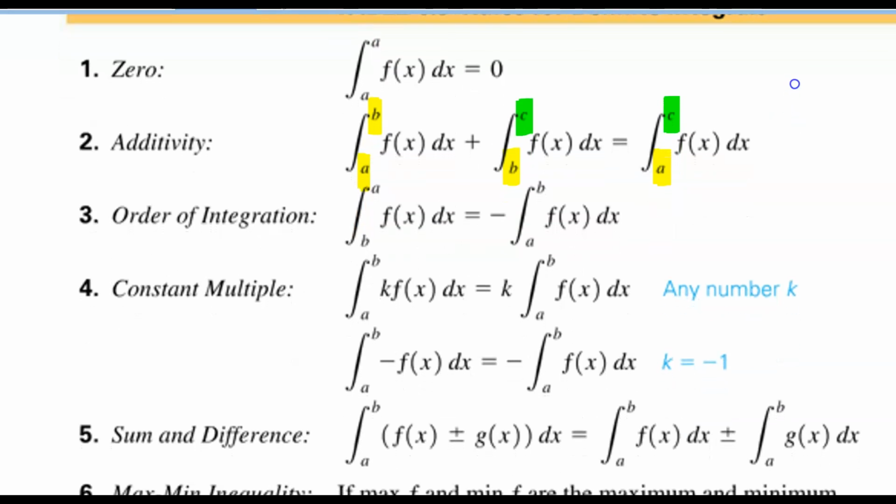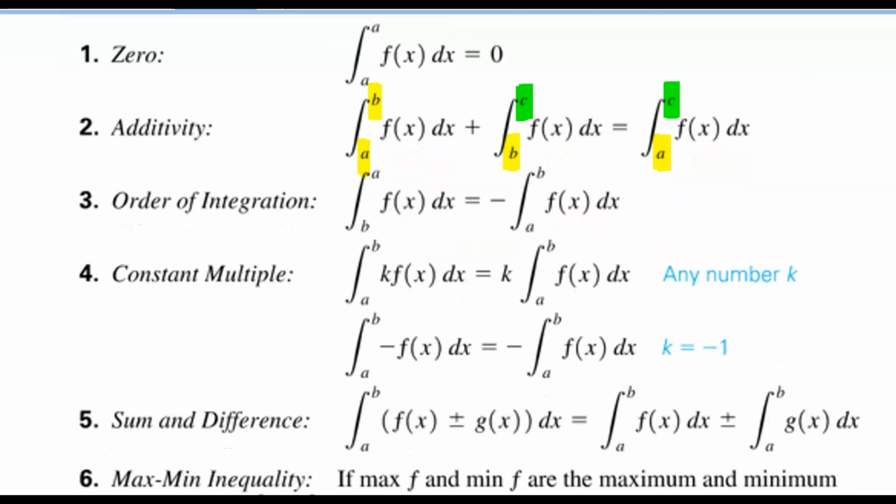Okay. The order of integration. Notice here the limits of integration swap places. You go from b to a. And if you go the alternate route, a to b, they are equivalent. However, they are opposite in sign. So this is where you get this negative in front of the integrand there.